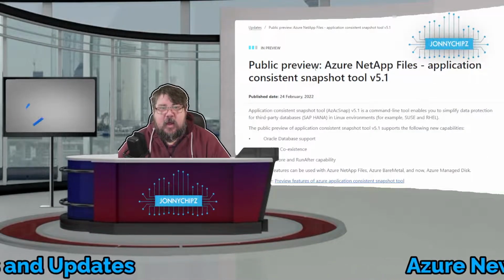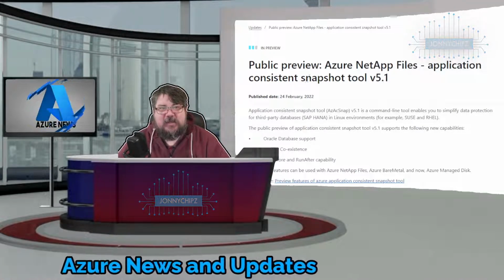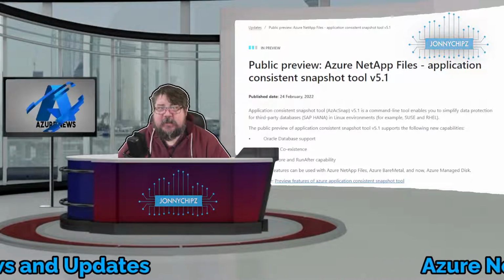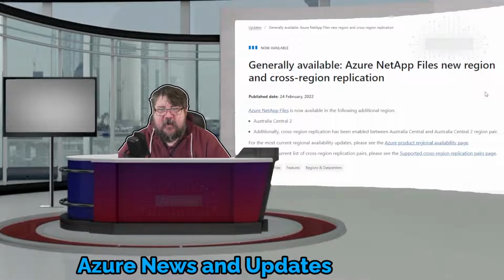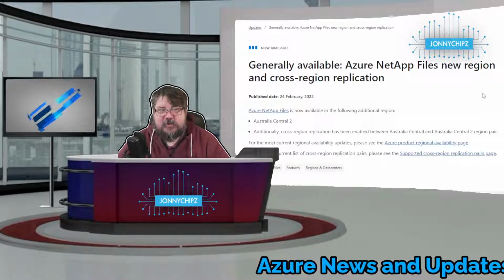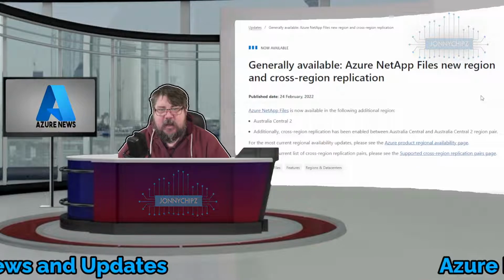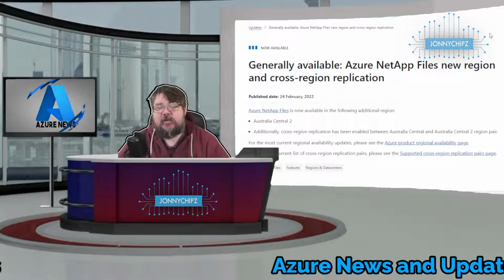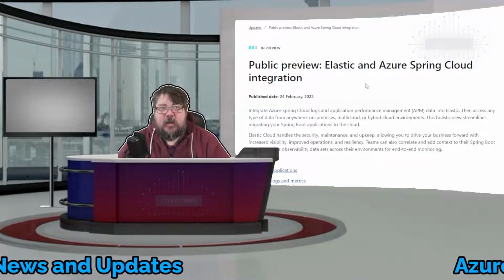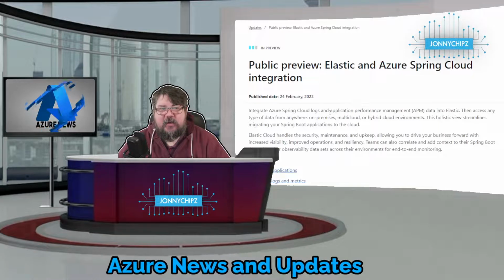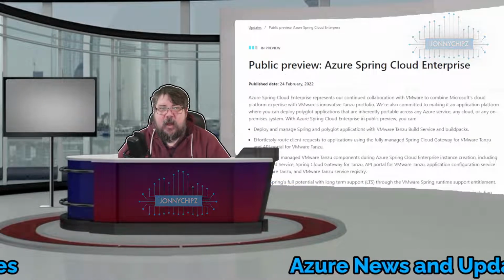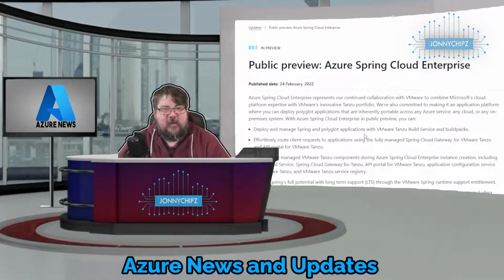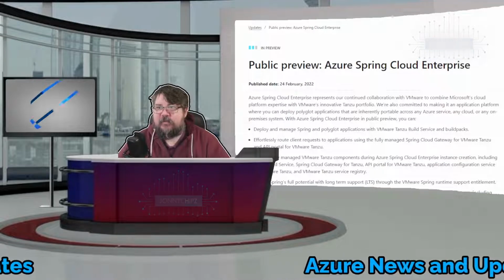Okay. More public preview: Azure NetApp Files application consistent snapshots tool version 5.1 is out. General availability, NetApp Files new region and cross-region replication. So new region in Australia Central 2 and cross-region replication being enabled between Australia Central and Australia Central 2. Public preview, Elastic and Azure Spring Cloud integration. Cool. And some more Spring Cloud Enterprise updates. So I won't go into those, but there's a whole plethora of Spring Cloud updates.